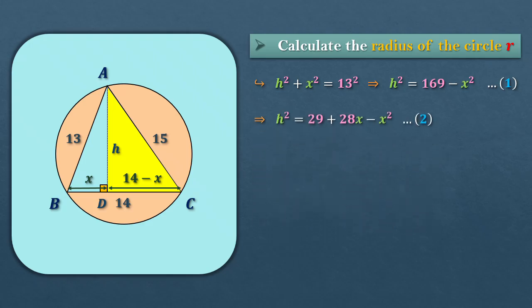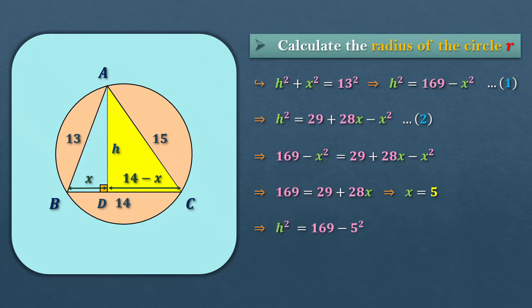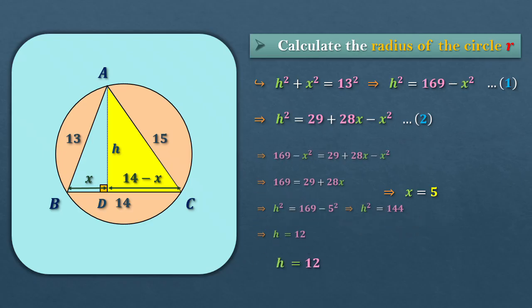Equating equations number 1 and number 2, we have 169 minus x^2 equals 29 plus 28x minus x^2. This simplifies to 169 equals 29 plus 28x. Hence x equals 5. Substituting x equals 5 into equation number 1 gives h^2 equals 169 minus 5^2. So h^2 equals 144, and therefore h equals 12.